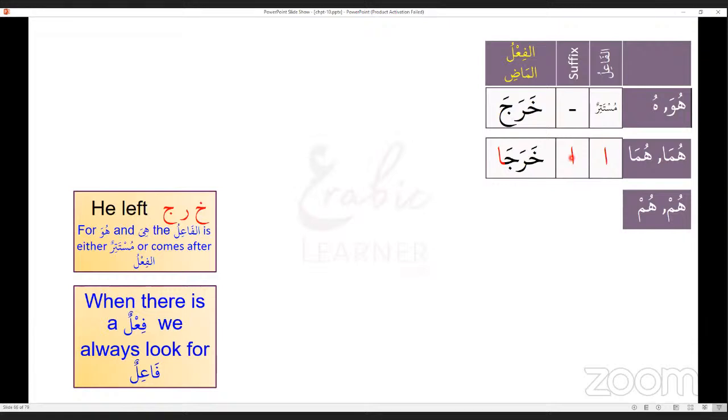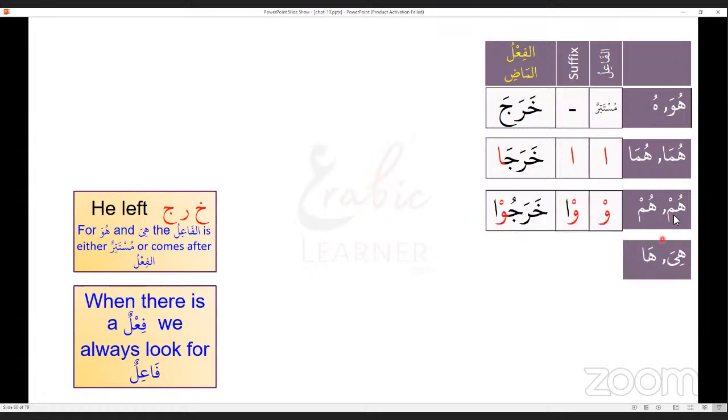So now kharaja means they both left. Okay. Again, here the dhamir muttasil, the attached pronoun, is huma here. Huma is not getting attached. But here the purpose of showing with each pronoun is that pronouns indicate first person, second person, third person during the conversation in any language, and how, when you're conversing and talking, the fi'l changes related to the different 14 types of pronoun.